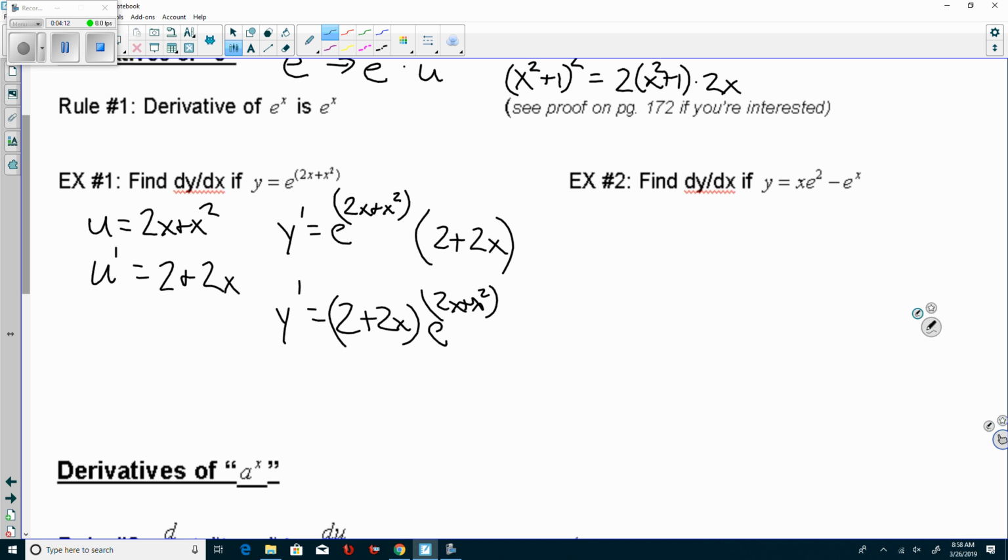Now the next one, you have x e squared minus e to the x. So if I have this right here, x e squared, how are you going to derive that? What rule would you have to use? Product. Okay? Product first. I'll show you the product rule in case you see, oh my gosh, I have to use product. That's fine. So you have your u, u prime, and then your v and v prime.